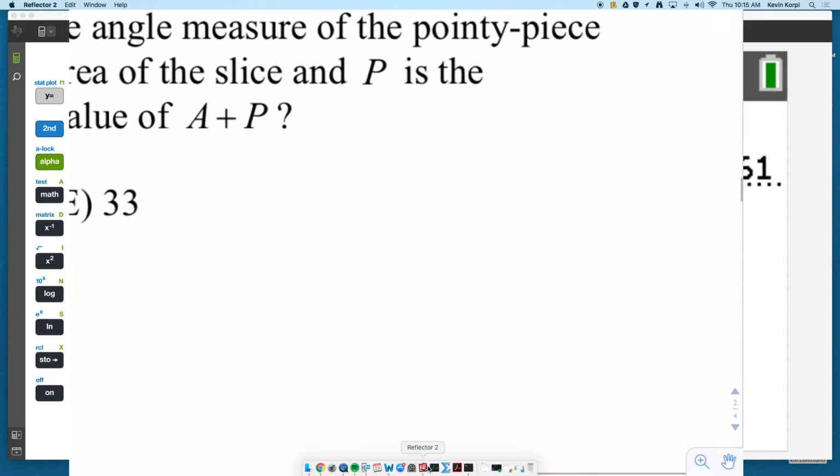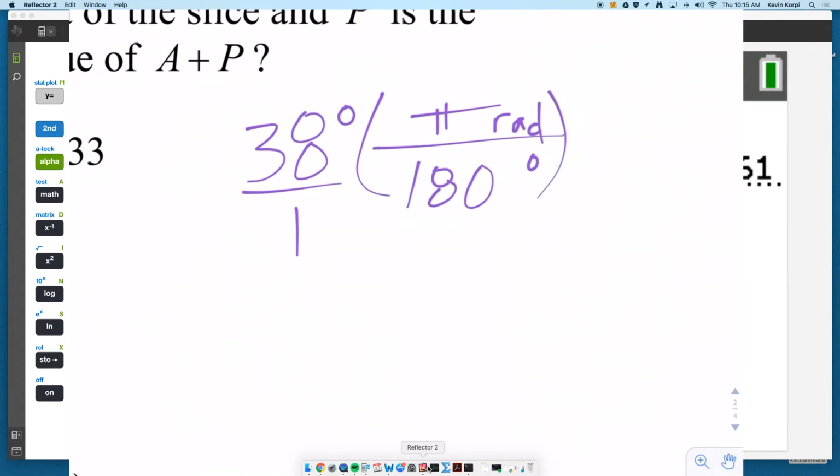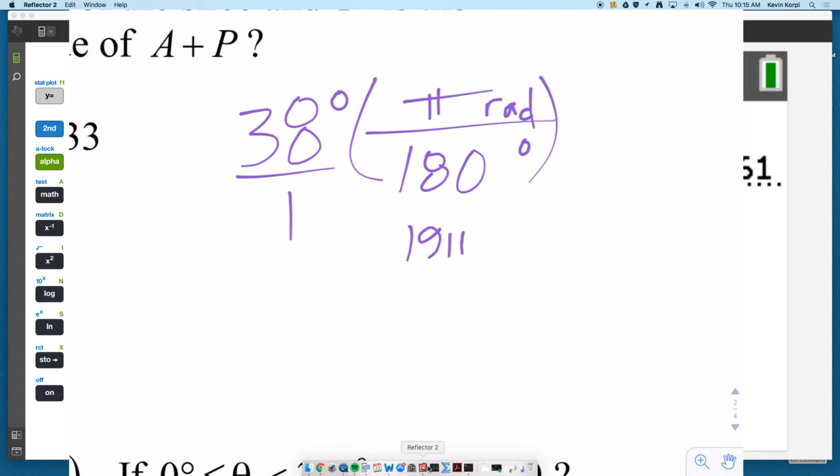First things first, 38 degrees is not going to be a usable format. I'm going to have to use it twice, once for the perimeter, once for the area, so I'm going to convert it off to the side one time. And what's the conversion factor if I want degrees to divide out? I need degrees in the denominator and radians in the top. What's the conversion factor? Pi over 180. Yes. So if you simplify that, you get 19 pi 90ths. It doesn't simplify very much at all, but it's 19 pi 90ths.